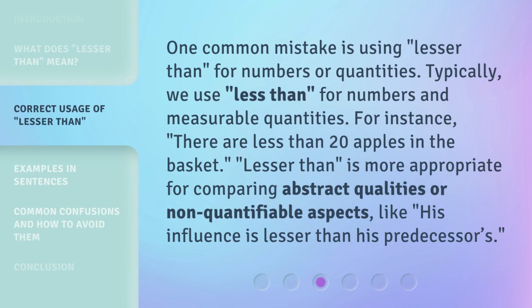One common mistake is using lesser than for numbers or quantities. Typically, we use less than for numbers and measurable quantities. For instance, there are less than 20 apples in the basket. Lesser than is more appropriate for comparing abstract qualities or non-quantifiable aspects, like, his influence is lesser than his predecessors.